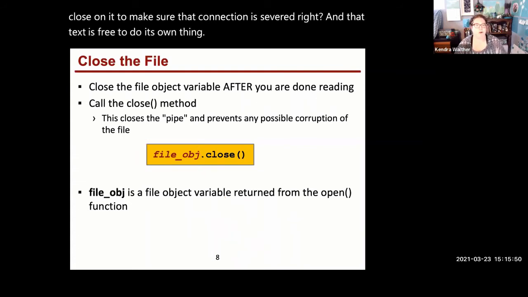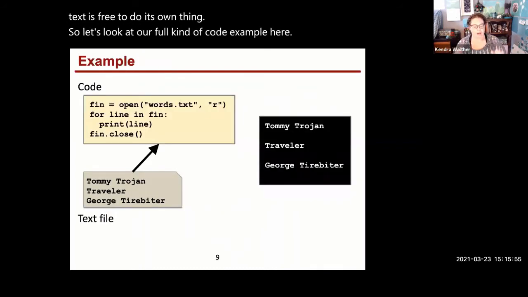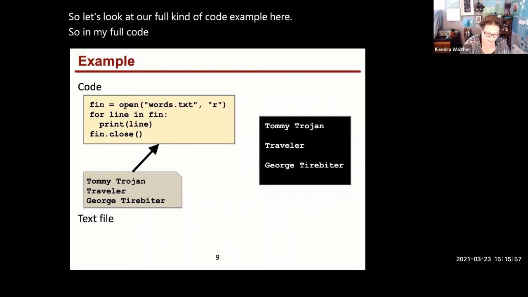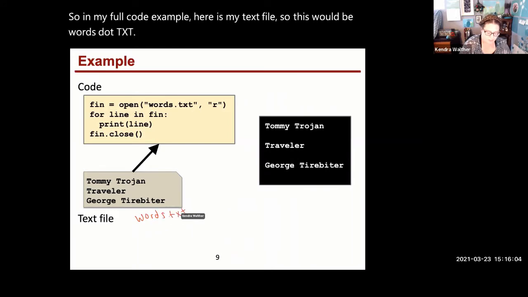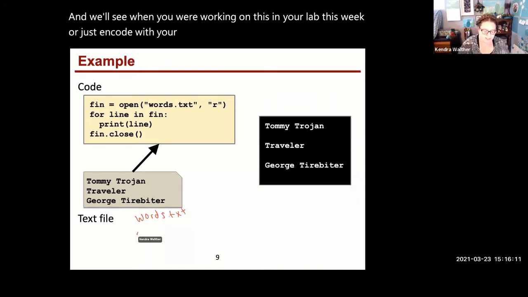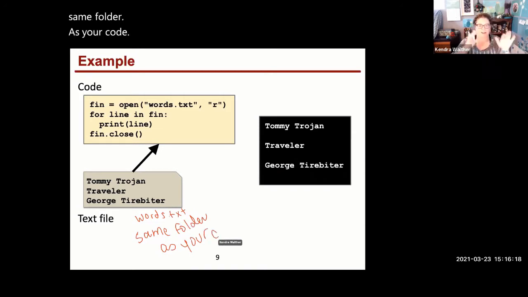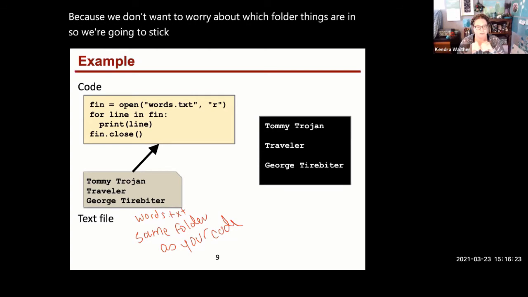So let's look at a full code example here. In my full code example, here is my text file. This would be words.txt. And we'll see, when you were working on this in your lab this week, or just in code with your professors, that this will be in the same folder as your code, because we don't want to have to worry about which folder things are in. So we're going to stick the text files in the same folder as our code.